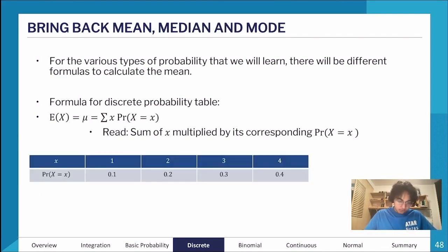So let's try to work out the mean for this, right? How we would do that is I'd multiply these two values together, then add that to these two values together, and then add it to these two, and add it to these two. Why do we multiply by the probability?